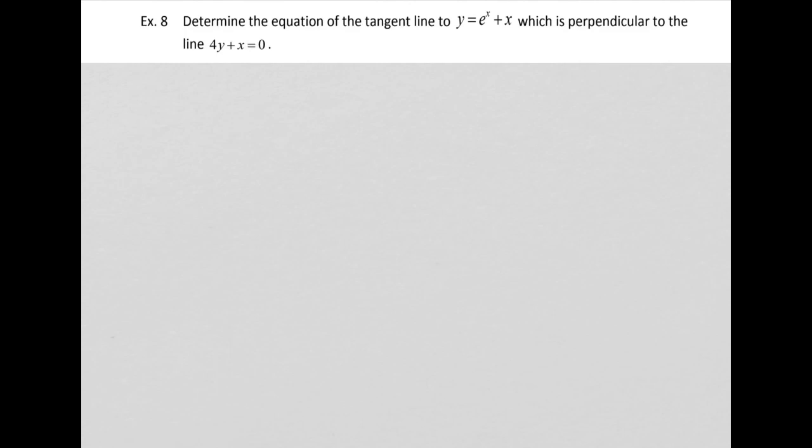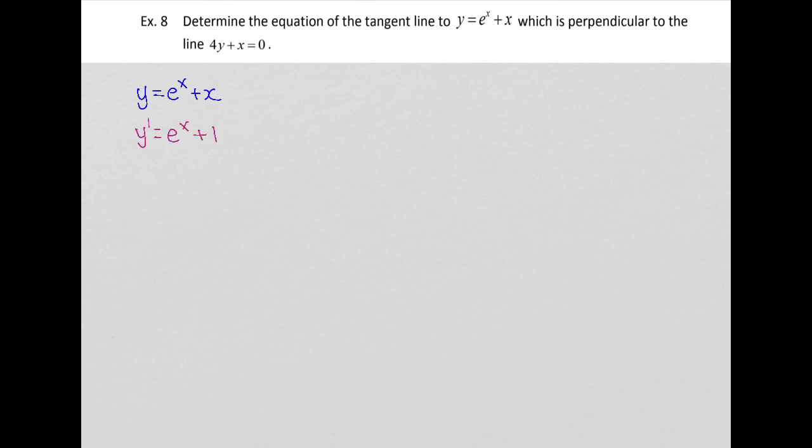Question 8. We have another equation, but this time we are finding the line that is perpendicular to the line 4y plus x equals 0. So first thing, we find y prime, which is our slope. So y equals e to the power x plus x. So y prime would be e to the power x plus 1.